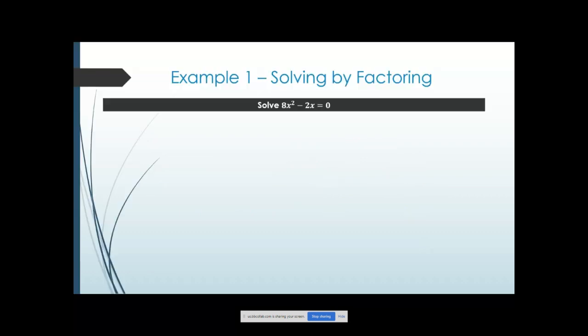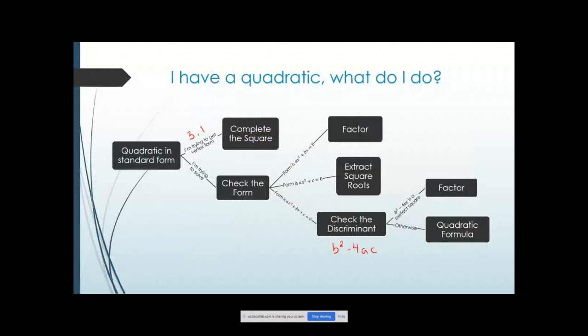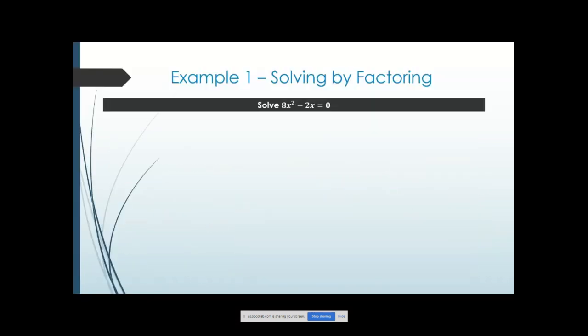So I have several examples. So this first example, we're going to solve this by factoring. So this is in the form, I had that chart. If I go back to that chart, this is in the form ax squared plus bx equals 0, the top one there, which means that we can factor. Because we have an x squared term and an x term, but we don't have the constant. The form is ax squared plus bx equals 0.